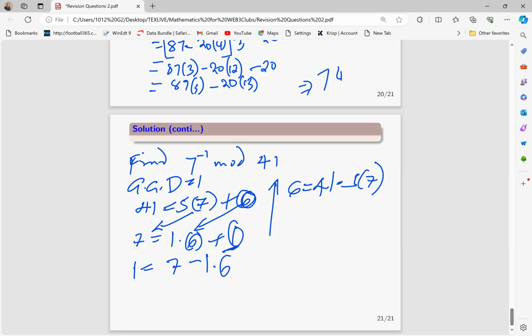So this is now the new equation. Now you replace this 6 here. So it becomes 1 is equal to 7 minus 1, now this one is a multiplication sign, times 41 minus 5 times 7. Yeah. Like that, then like that. So, yeah.